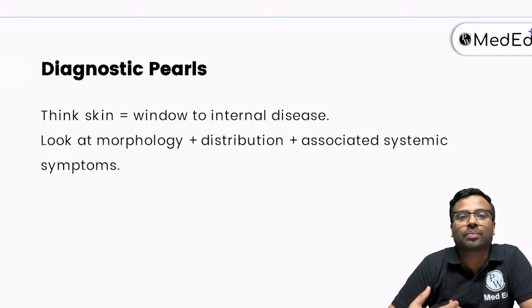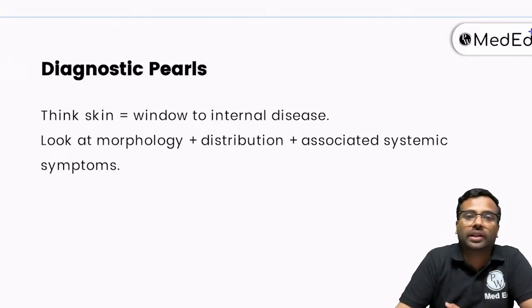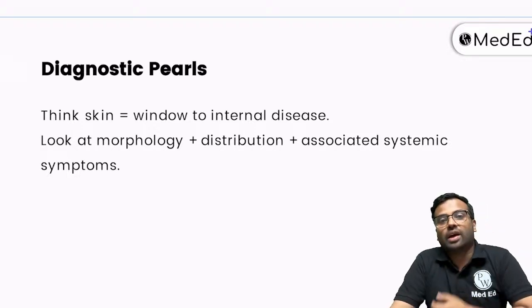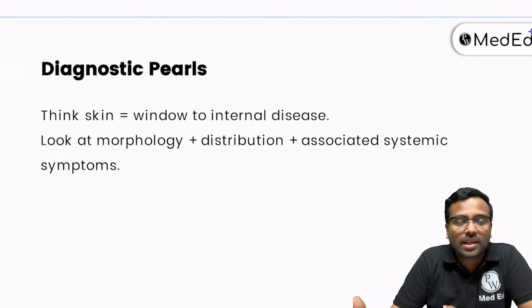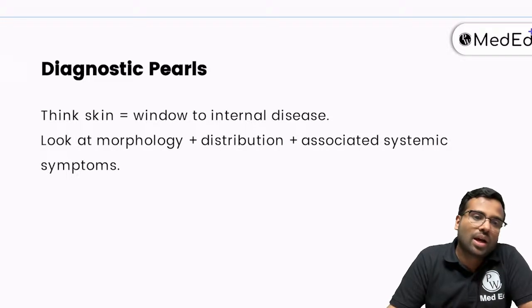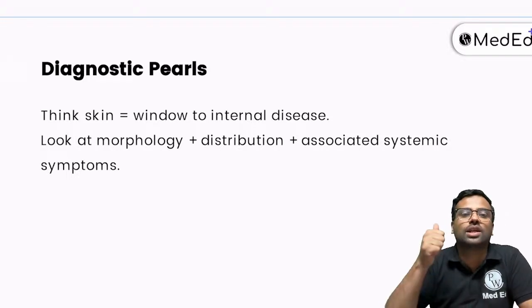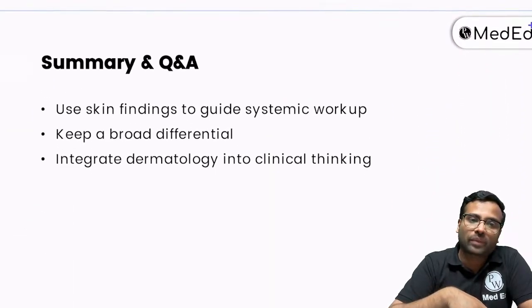So our skin can be very closely associated with internal medicine, the diseases that you learn in internal medicine. That is why we have discussed cases like rheumatoid arthritis today. We have discussed SLE, scleroderma, multiple vitamin deficiencies and all, and even immunocompromised states like HIV. So we have to keep our differential diagnosis broad. We should be able to correlate between different organ systems, and that is why we have to look into the morphology, distribution, and associated systemic symptoms to reach a proper diagnosis.